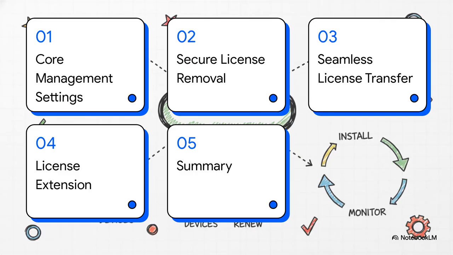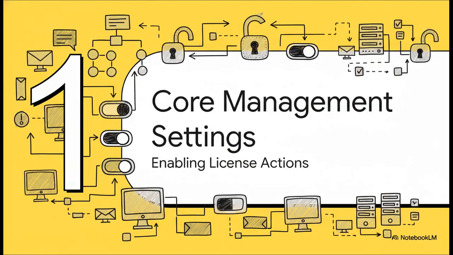So here's what we're going to cover. We'll start with the core settings that you need to know to even enable these features. Then, we'll walk through exactly how license removal, transfer, and extension work. And finally, we'll tie it all together with a quick summary of what these tools can do for you. Okay, first things first, the core management settings. Think of these as the main control panel inside your project. These are the switches you flip to turn on all the powerful license management features we're about to discuss.